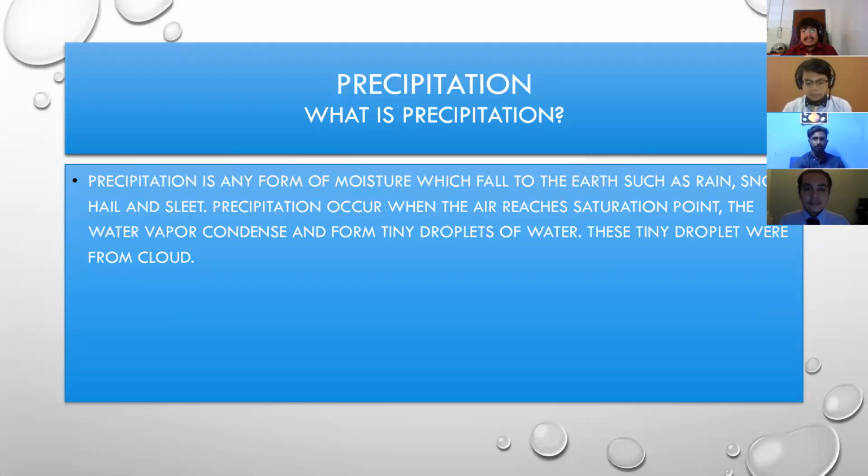So what is precipitation? Precipitation is any form of moisture which falls to the earth, such as rain, snow, hail, and sleet. Precipitation occurs when the air reaches a saturation point where the water vapor condenses and forms tiny droplets of water. These tiny droplets also come from the cloud itself.